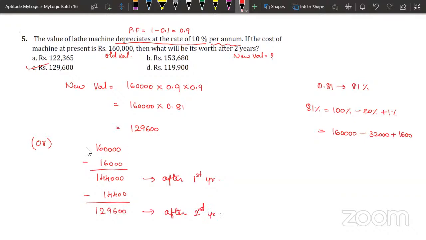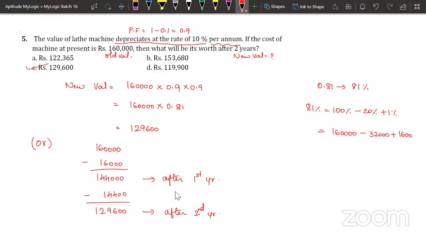This is much easier because of two reasons. One is percentage is very easy. 10% is very easy to calculate. Just remove the last zero, or if you have a non-zero number, just put a decimal point here. That is 10%. And it is only for 2 years, and the original value is given. If the original value is given, 2 times you can subtract like this.